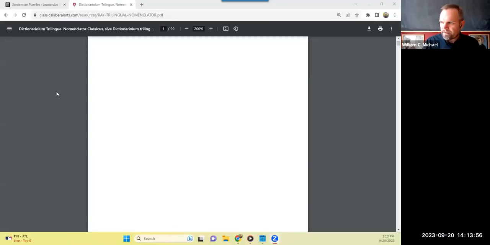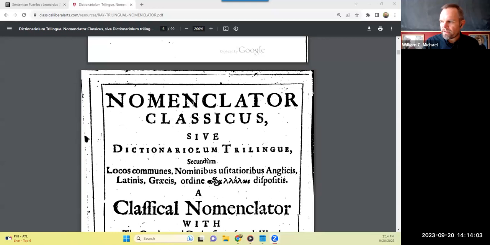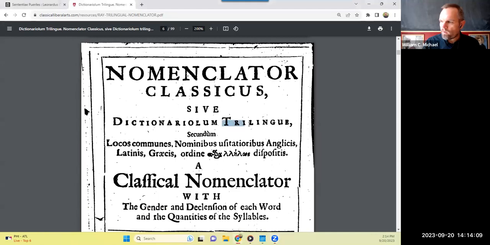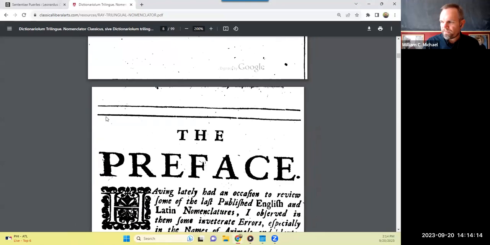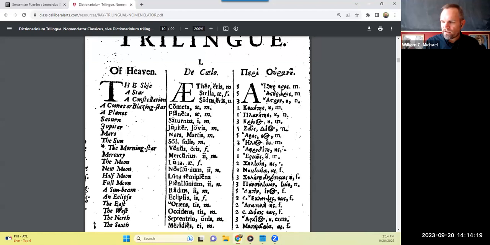Let me share my screen. Here's a book. It's called a trilingual nomenclator. You can figure out what that means. Nomenclator means a book of names, which is basically like a dictionary, but it's trilingual. So it's for three languages: English, Latin, and Greek. What's cool about this book is it's got vocabulary lists, and it'll have the English word, then the Latin word for that English word, and then the Greek word for that English word. So you've got the English, Latin, and Greek.